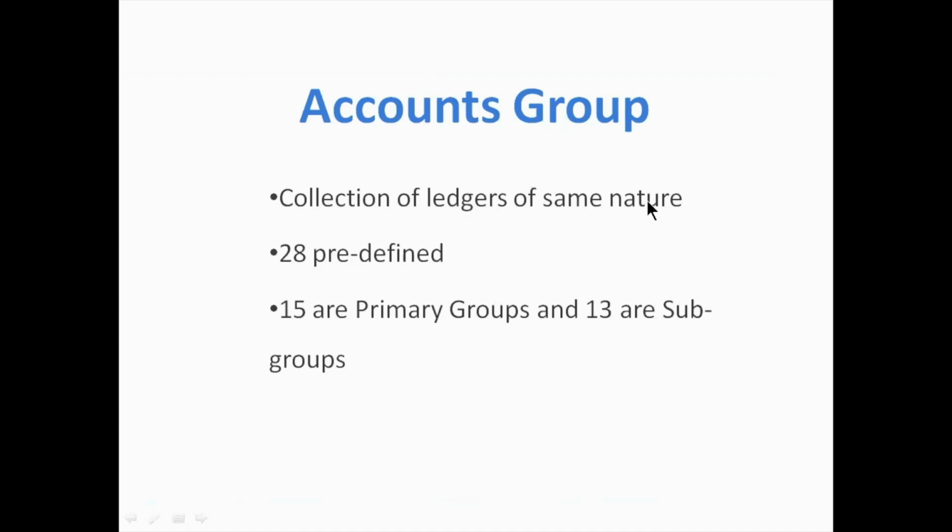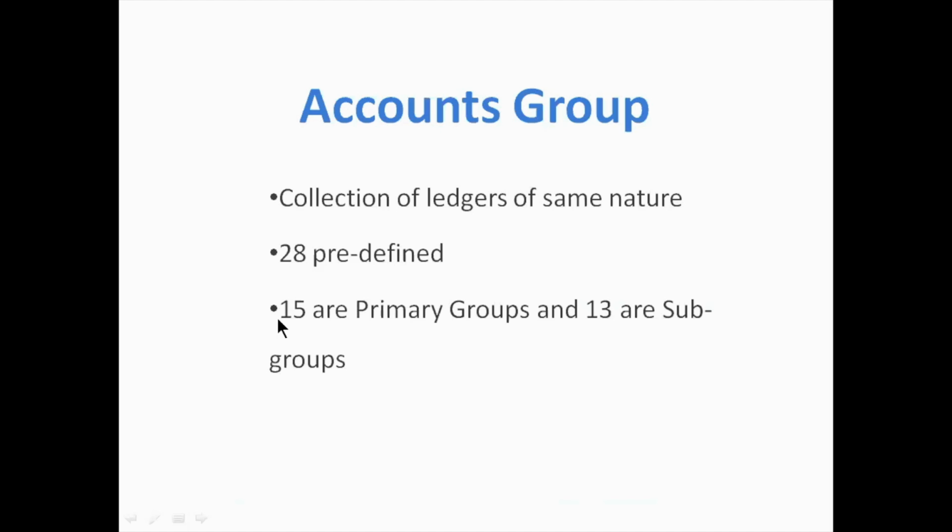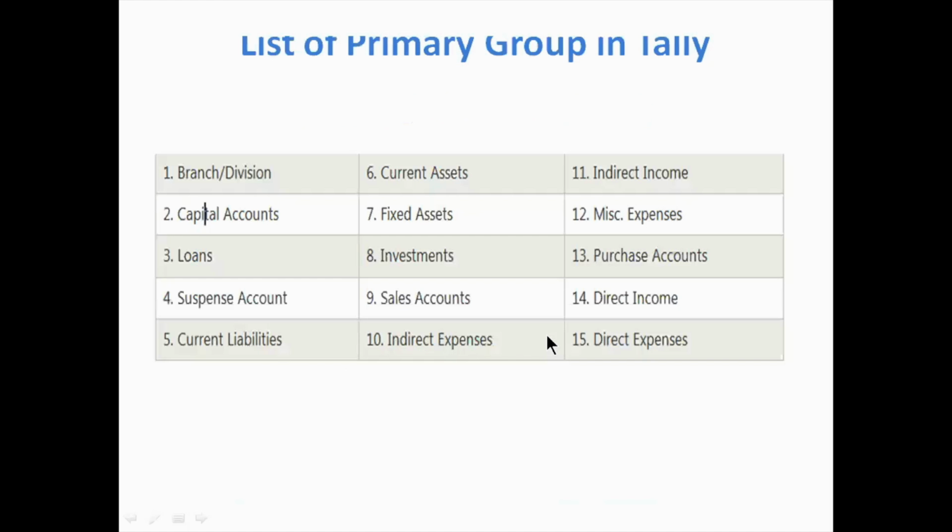All the fixed assets are grouped together, the current assets are grouped together, and all the current liabilities are grouped together. Where they are grouped is known as the accounts group. So we have 28 predefined groups. As we have seen, there are different groups. These are the 28 groups, out of which 15 are main primary groups and 13 are subgroups.